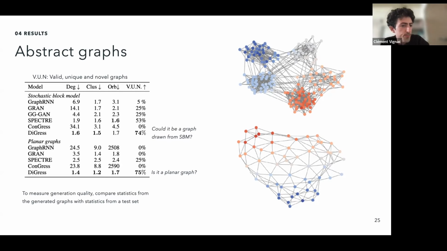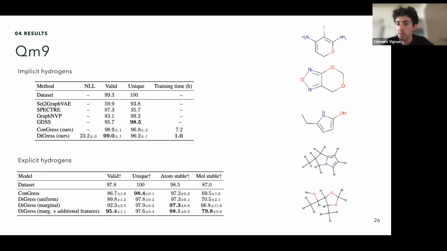That's for abstract graphs. Now let's go to molecules. In the past, I worked on QM9 because it was small molecules, and almost everybody worked on QM9. And the method that I built like 2 years ago was set to graph VAE. By training maybe 8 hours, I would get to 60% validity. And now with DiGress, we get 99% in 1 hour. So that's a very big improvement compared to what I managed to do in the past and what other people could do as well.